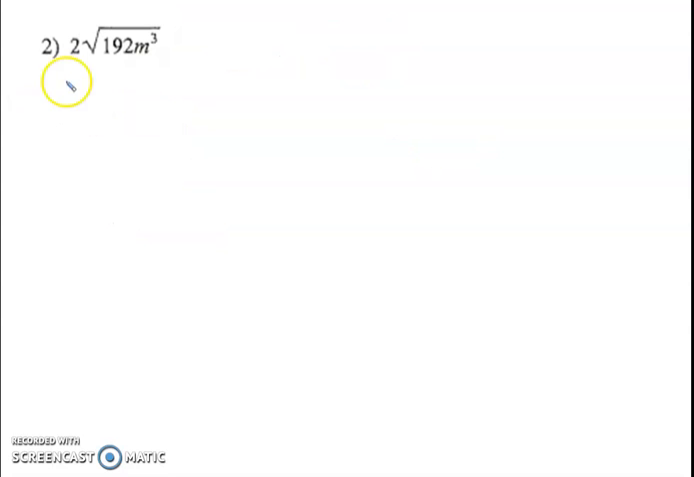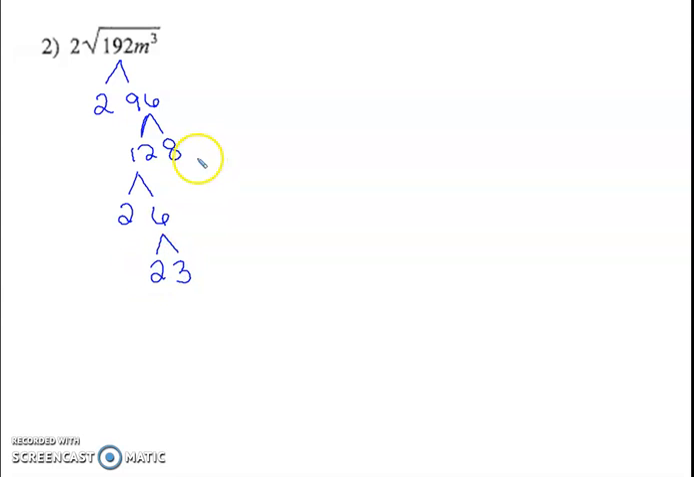Number 2. So I'm going to break down the 192. I'm going to start with, I guess, 2. 192 divided by 2 is 96. I'm going to pick, I don't know, 12. So 12 and 8. And you're breaking these down until you can't break them down anymore. 12 I can do to 2 and 6. 6 I can do to 2 and 3.